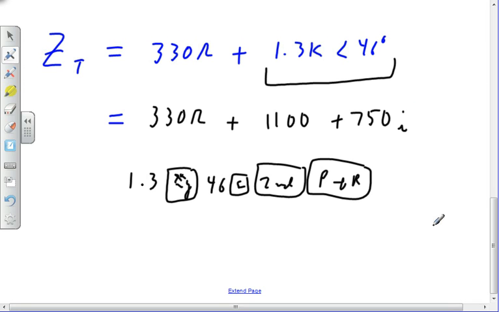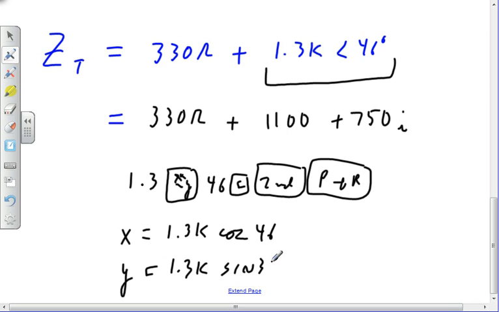If I didn't do that, I would say the x component is going to be 1.3k cosine 46, and the y component is going to be 1.3k sine 46. So I could do that as well if I didn't want to use the polar to rectangular function on my calculator, which is the only reason you're going to have a TI-36 to begin with, because it's so easy to do.